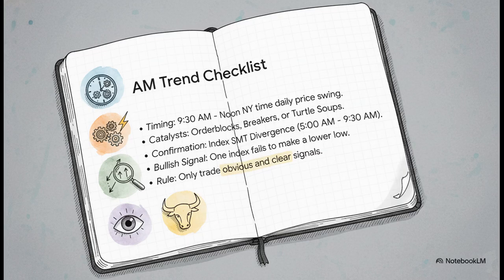Your number one confirmation tool is index SMT divergence, which you're going to look for between 5 a.m. and 9:30 a.m. For a bullish setup, you need to see one index that refuses to make a new lower low. And please remember, only take the signals that are super obvious and clear.